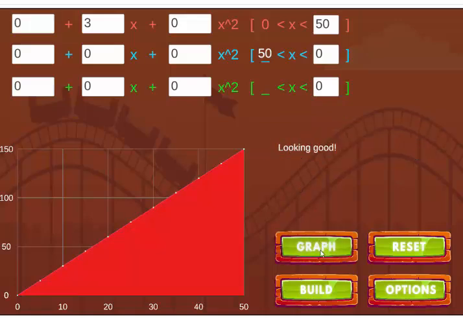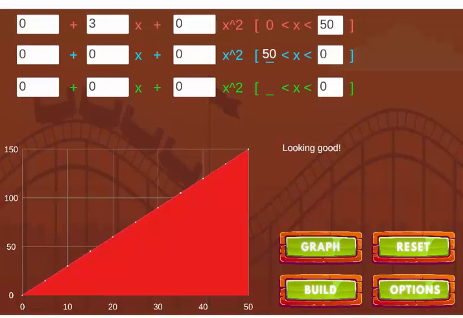Here we've created a linear equation. But this isn't a very interesting roller coaster if you're only going up a hill. So let's try modifying these equations so our roller coaster will actually go up and down.